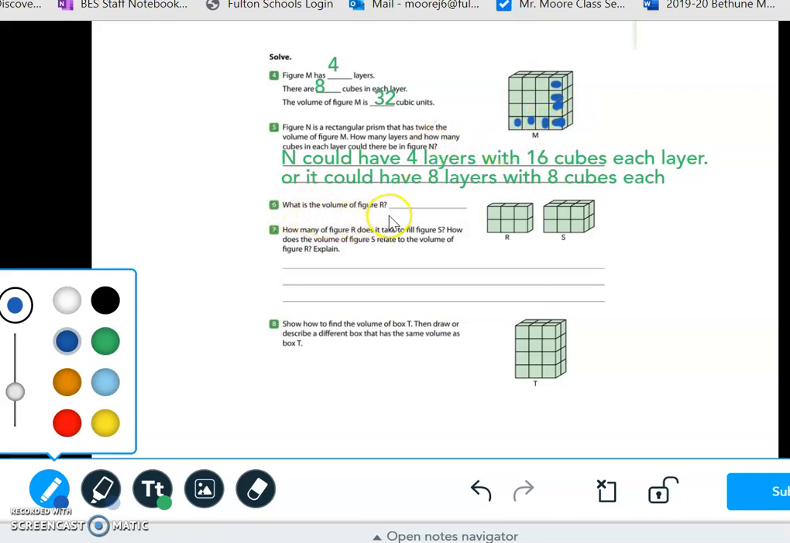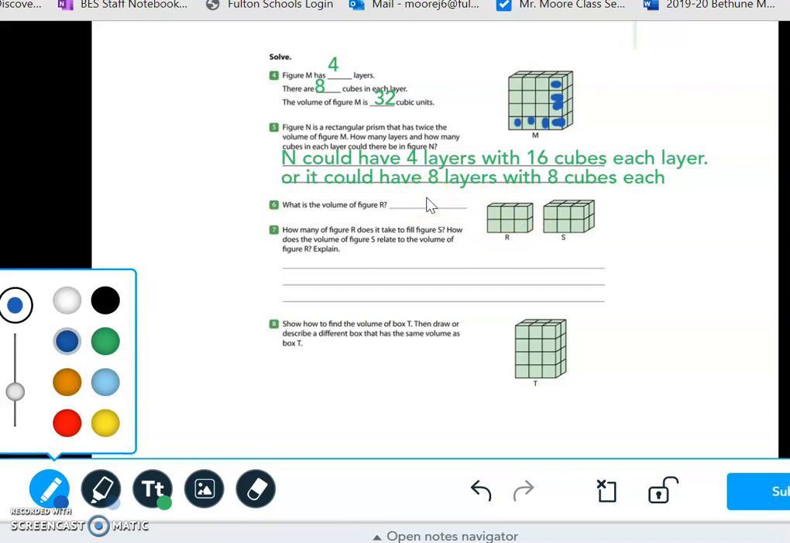It says, what is the volume of figure R? So for R, we have 1, 2, 3. That's 3 cubes on the bottom layer, and we have 2 rows of them. So that's 1, 2, 3, 4, 5, 6, which will be our 6 cubic units for that one.